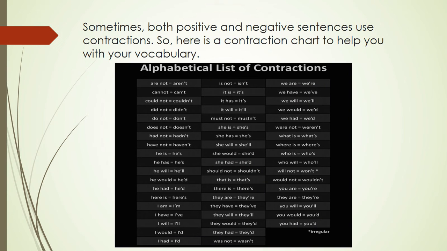Also, both the negative and positive sentences use contractions. Now, what are contractions? Contractions are two words that have been condensed into one. It is mostly used in informal writing. So, I have prepared a contraction chart to help you with your vocabulary. Please go through it.